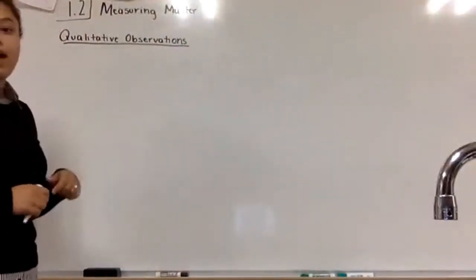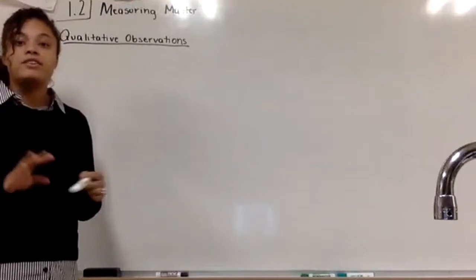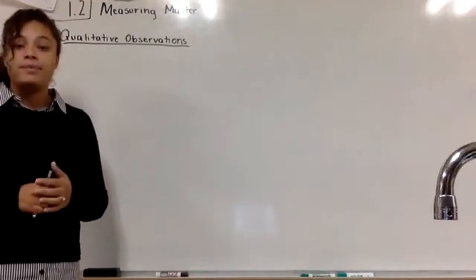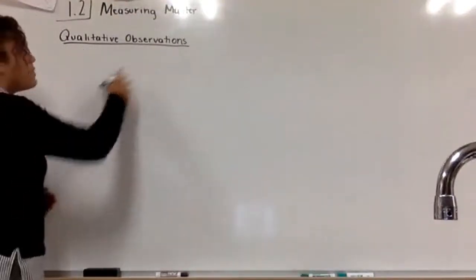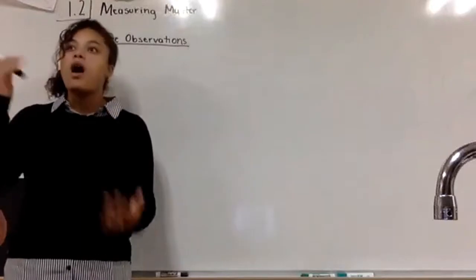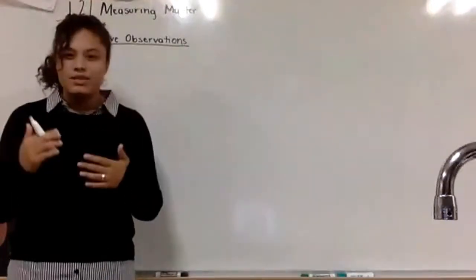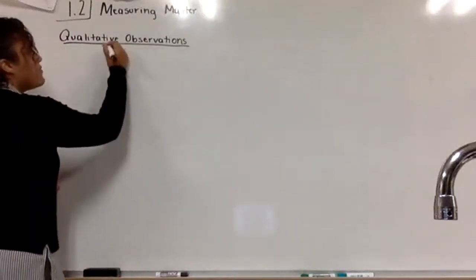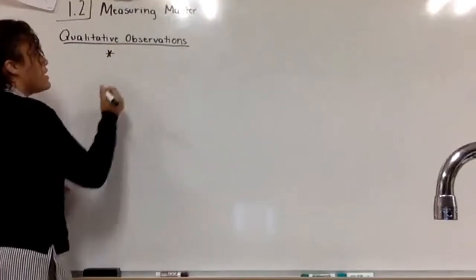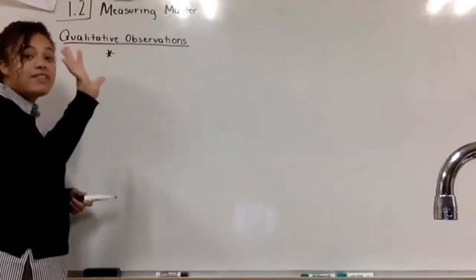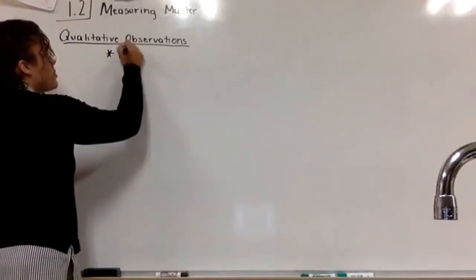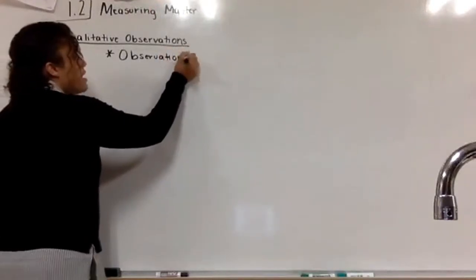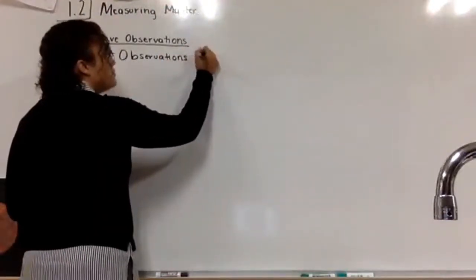So in making some measurements of matter, we have to understand that there are two different types of observations that we can make. The first type of observation we can make is a qualitative observation. Qualitative qualities. We're thinking about things that we can describe. When we think about different qualitative observations, what we have to recognize is that these are observations that can be made using your 5 senses. So that's what I'm going to be writing on the board. Observations made with your 5 senses. Go ahead and copy that in your notes as well.